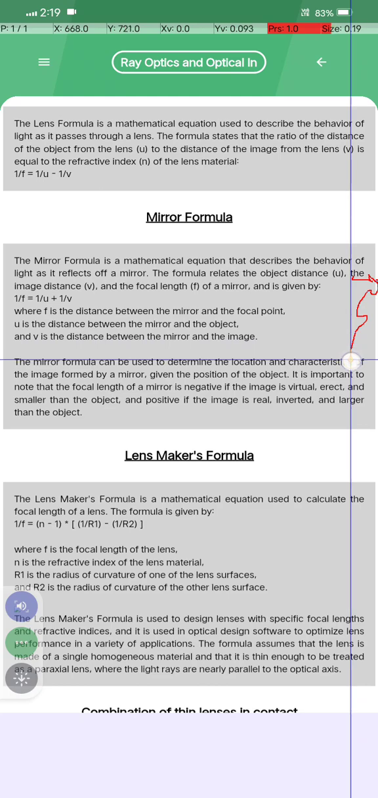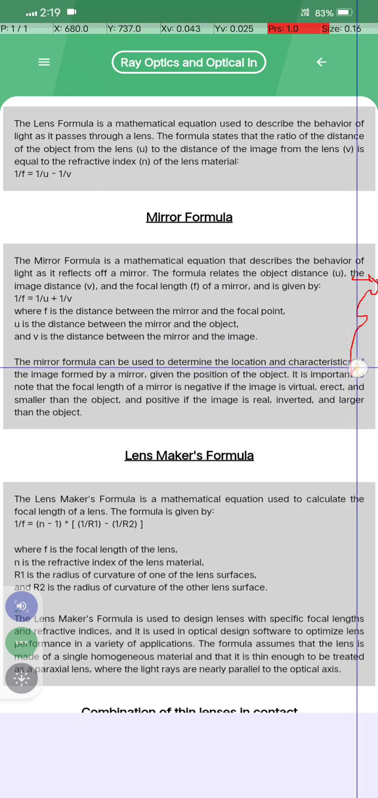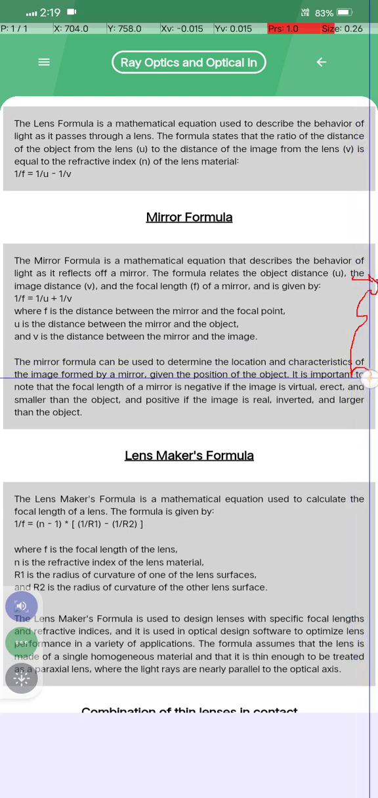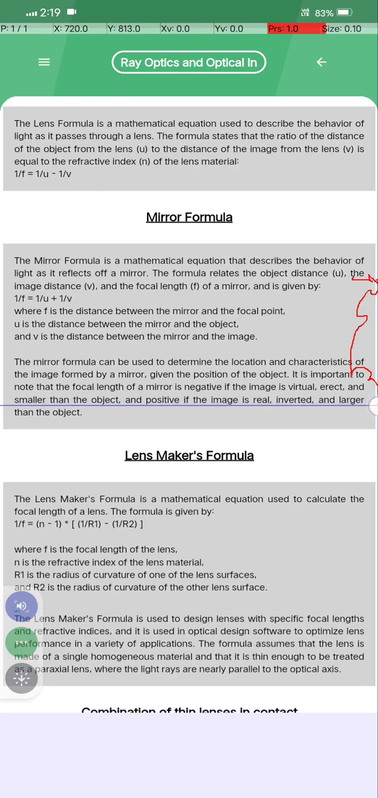The mirror formula can be used to determine the location and the characteristics of the image formed by a mirror, given the position of the object. It is important to note that the focal length of a mirror is negative if the image is virtual, erect and smaller than the object, and positive if the image is real, inverted and larger than the object.